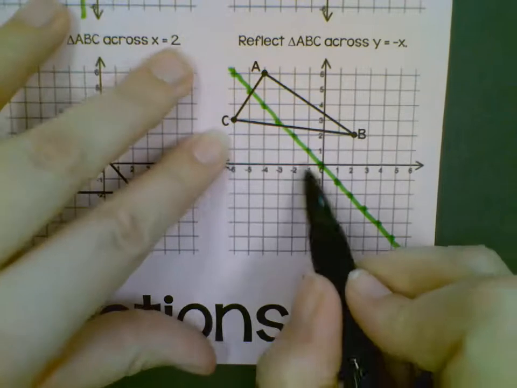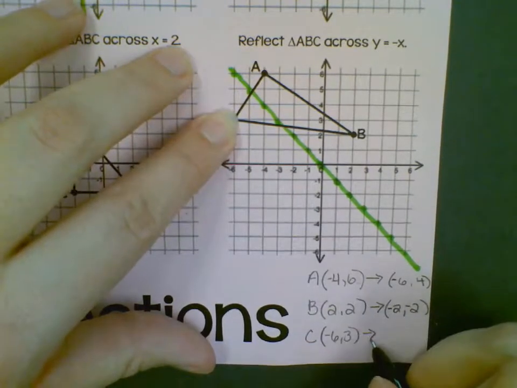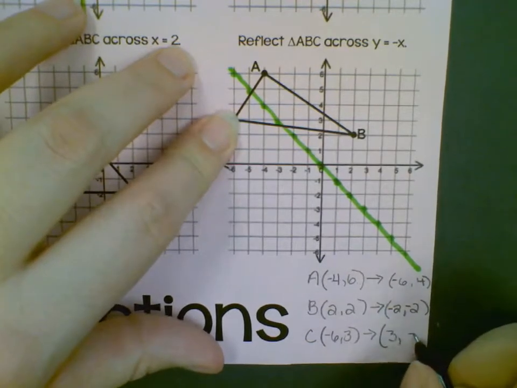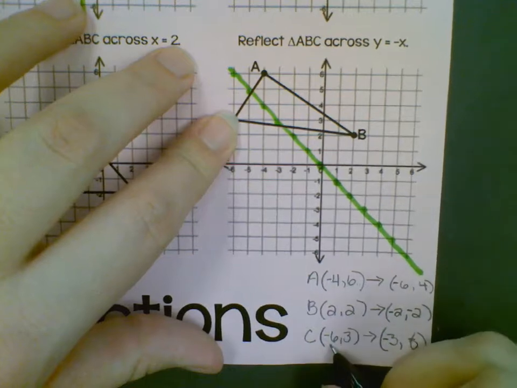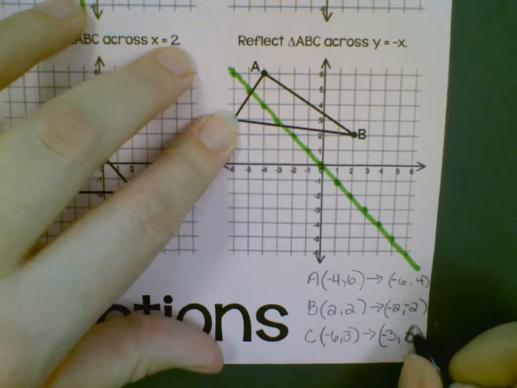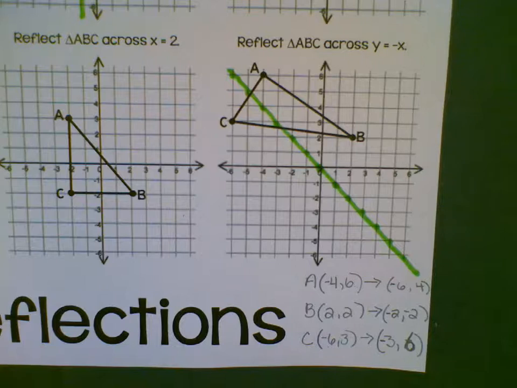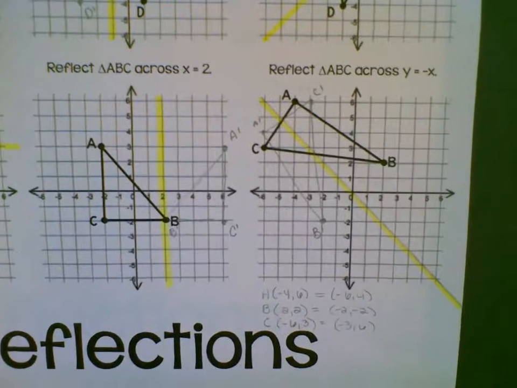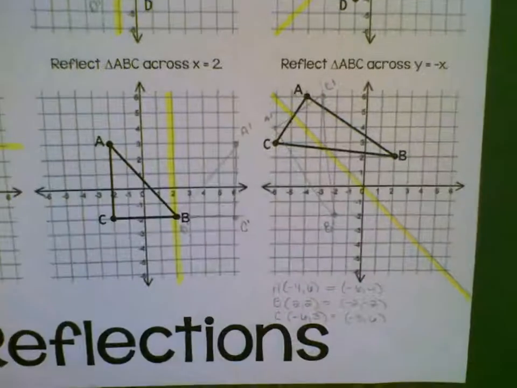C is at -6, 3. So switch them, and then opposite the signs. So 3 was positive, so it's negative. 6 was negative, so now it's positive. Then we would just graph those points, and that's the reflection over y equals -x. After you do that, it should look like this. Okay, so make sure you write down any questions you have, and we'll talk about them in class tomorrow.